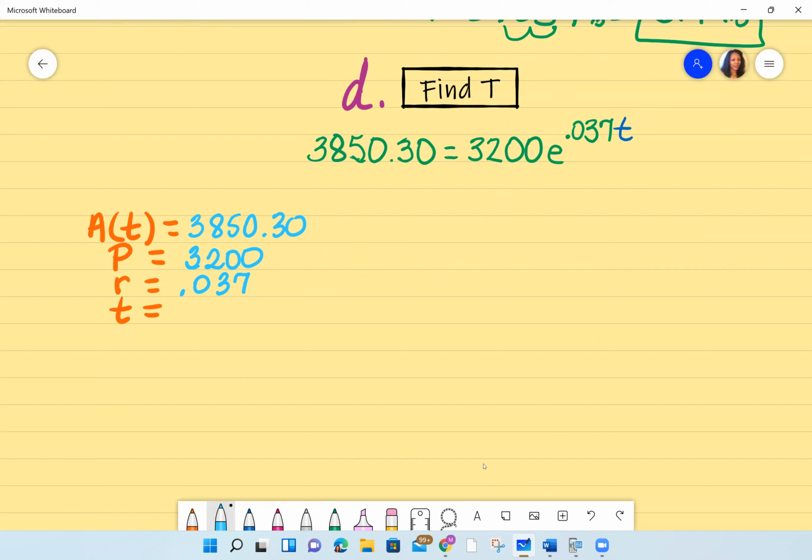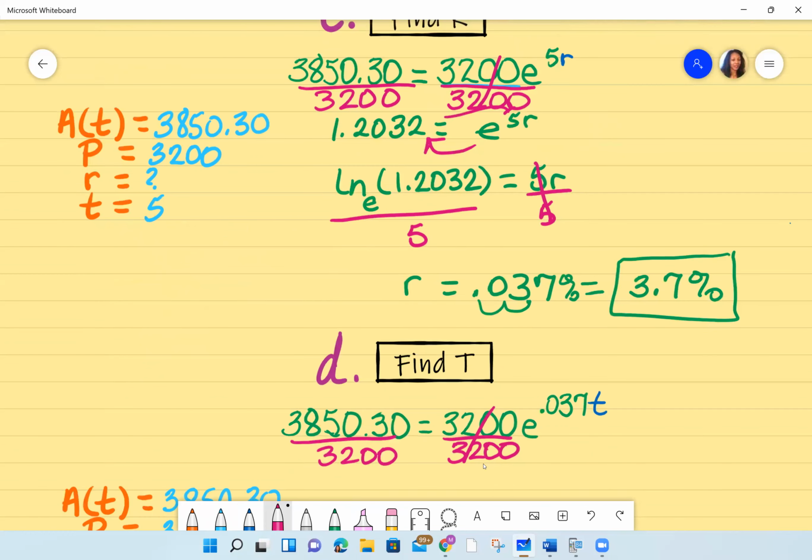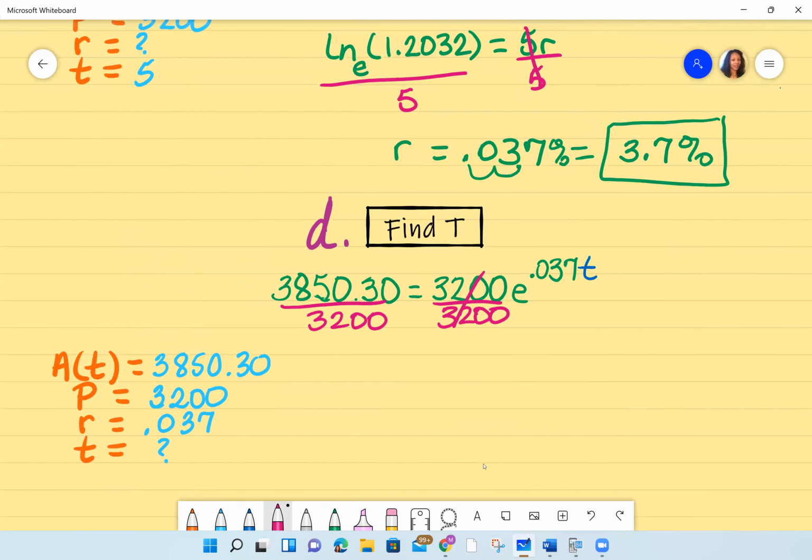Now, when you're trying to do the work, you want to keep the rate as a decimal. And now we're looking for T. What I want to do is, again, since my variable is attached to my exponent, I want to get rid of anything that is in front or behind of my exponent. So it still happens to be this 3200. So I'm going to get rid of that. And we just did the math above, and we saw that that was 1.2032. So let's go ahead and write that again.